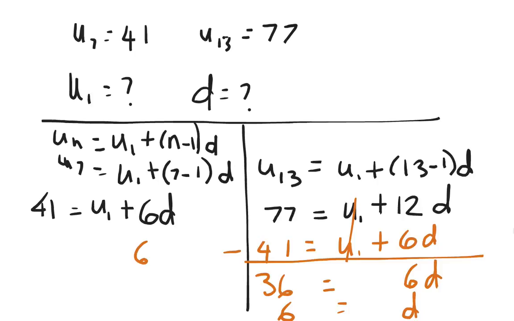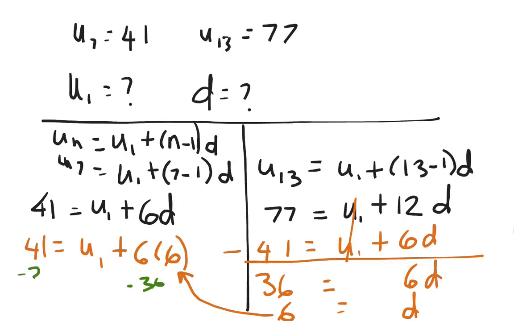So 6 times, what's d? Wait, did you just simplify the answer then? We divided both sides by 6 to figure out d. Oh. And so since d is 6, we put that there. So 41 minus 36. U1 equals 5.